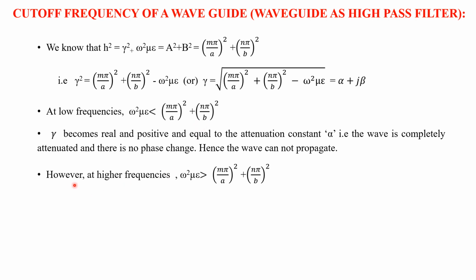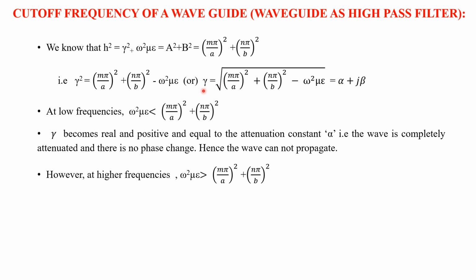Suppose at high frequencies the omega value is very high, then omega square mu epsilon is very high. That is, omega square mu epsilon is very much greater than (m pi by a) whole square plus (n pi by b) whole square. Then our propagation constant gamma is approximately equal to the phase shift constant, that is, j beta. Here the attenuation is very small when compared to the phase shift constant, so we can simply neglect the attenuation constant.